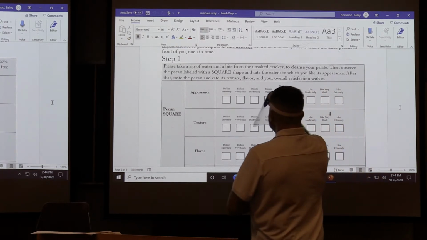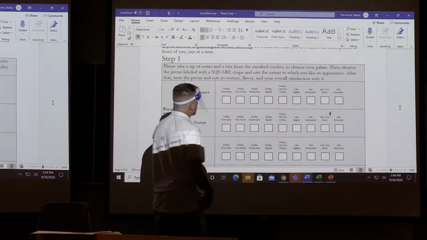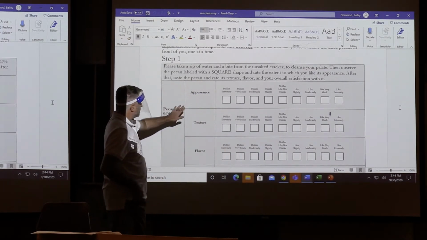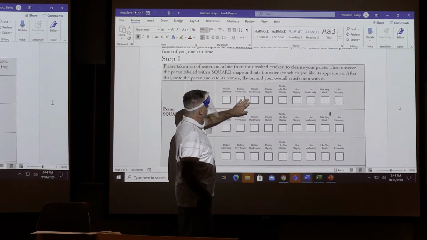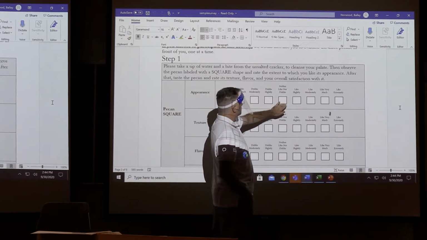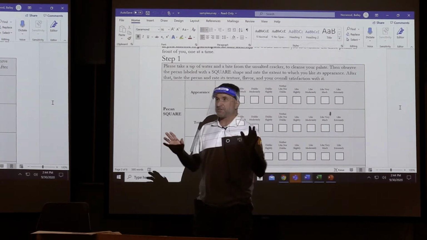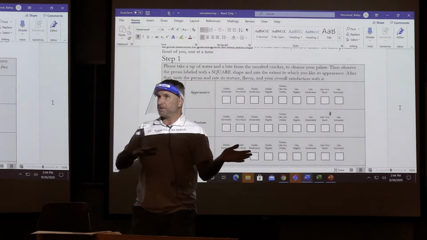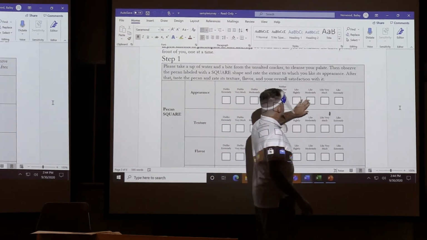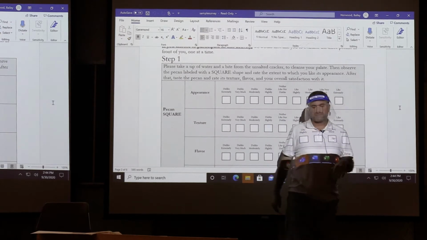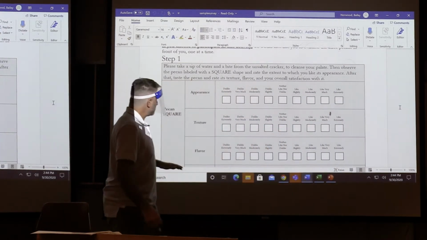And we say here, observe the pecan labeled with a square shape and rate the extent to which you like its appearance. And so they go here for appearance. They'd say whether they dislike it extremely, dislike very much, and so on, neither like nor dislike, like slightly, all the way to like extremely. And so you're going to see the data goes from 1 to 9. 1, 2, 3, 4, 5, 6, 7, 8, 9. Sorry, I meant 9.